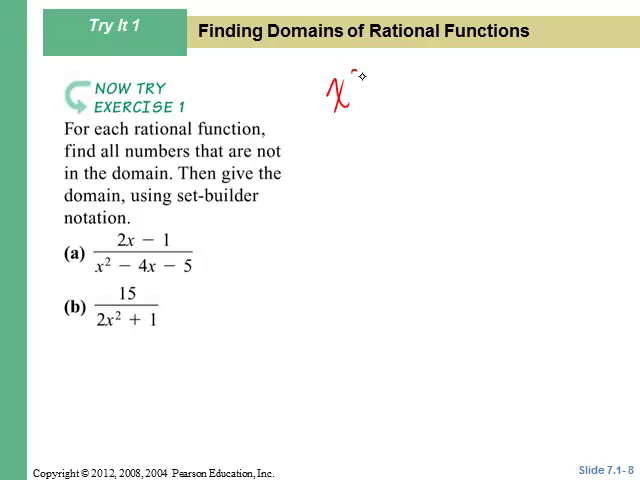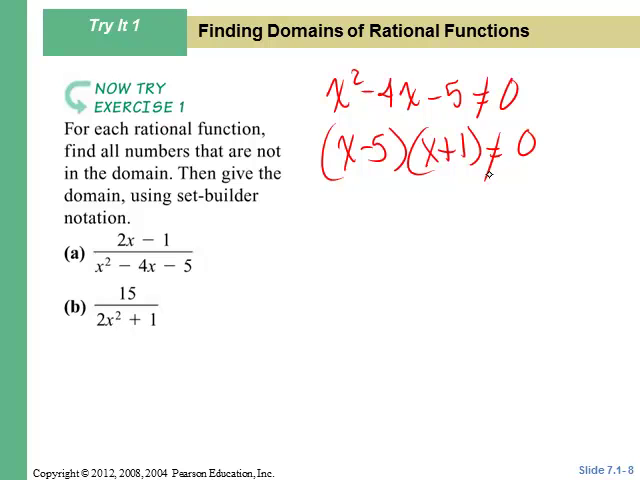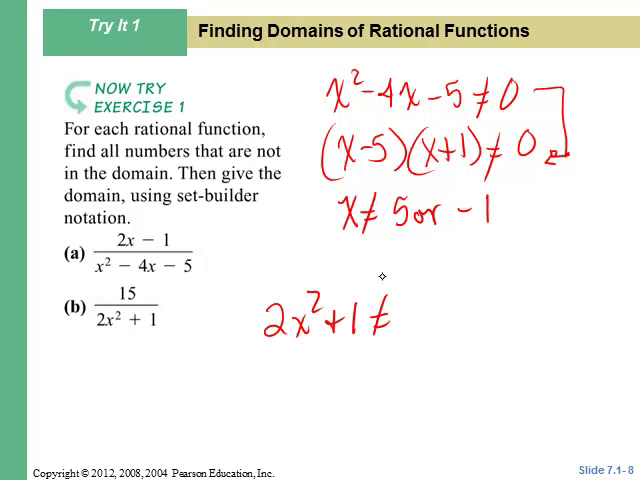All right, so for the first one, x squared minus 4x minus 5 does not equal 0. X minus 5, x plus 1 does not equal 0. X does not equal 5 or negative 1. You should be able to factor to get from here to here in your head by now, at least on these easy ones like this one. We didn't write it in set builder. Set of all x such that x does not equal 5 or negative 1.